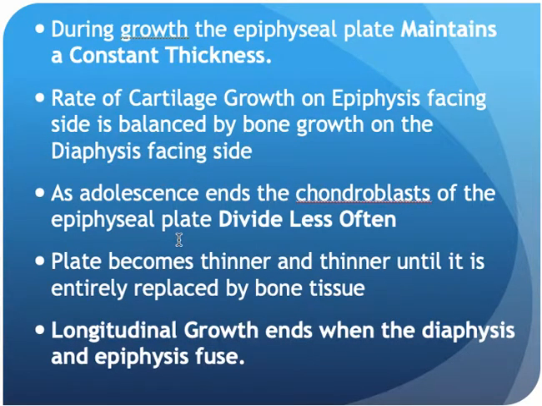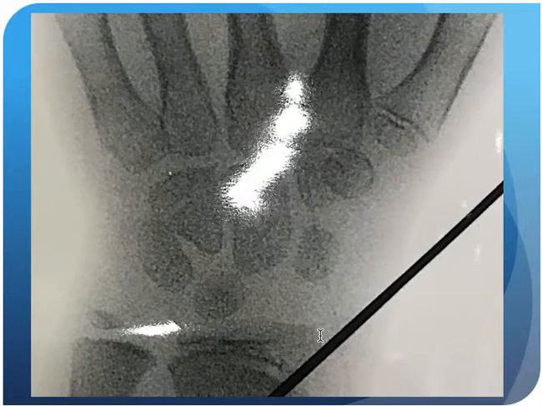As adolescence ends, the chondroblasts of the epiphyseal plate are going to divide less often. So I'm going to stop adding so much cartilage, but I'm going to keep adding bone from the bottom. The plate's going to become thinner and thinner until it is entirely replaced by bone. And this is going to signal the end of the lengthening of your bones. Okay, so longitudinal growth ends when the diaphysis and the epiphysis fuse, and then again, instead of an epiphyseal plate, I end up with just this epiphyseal line, or the remnants of that plate.